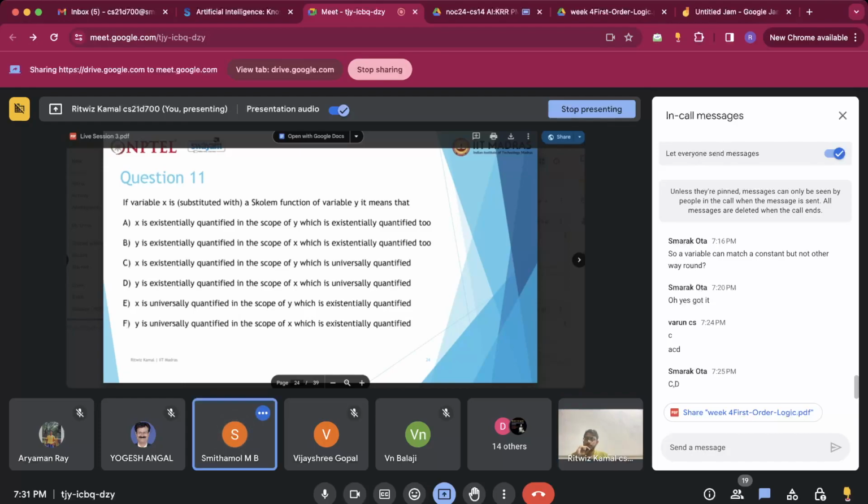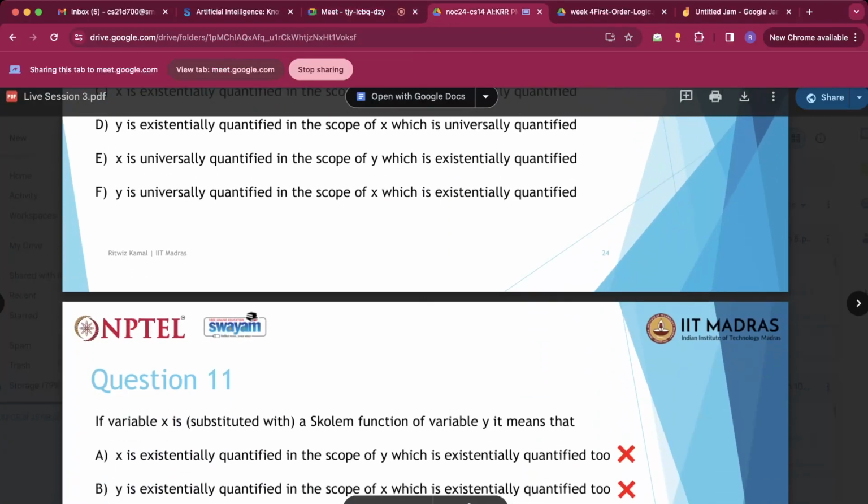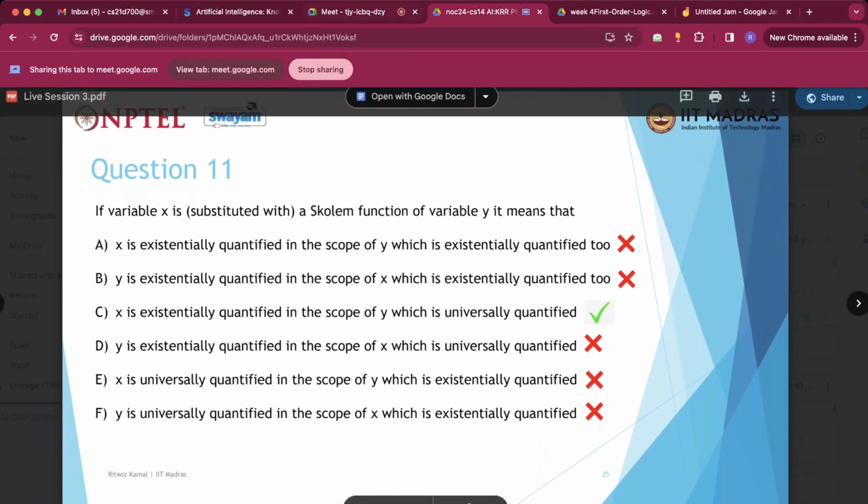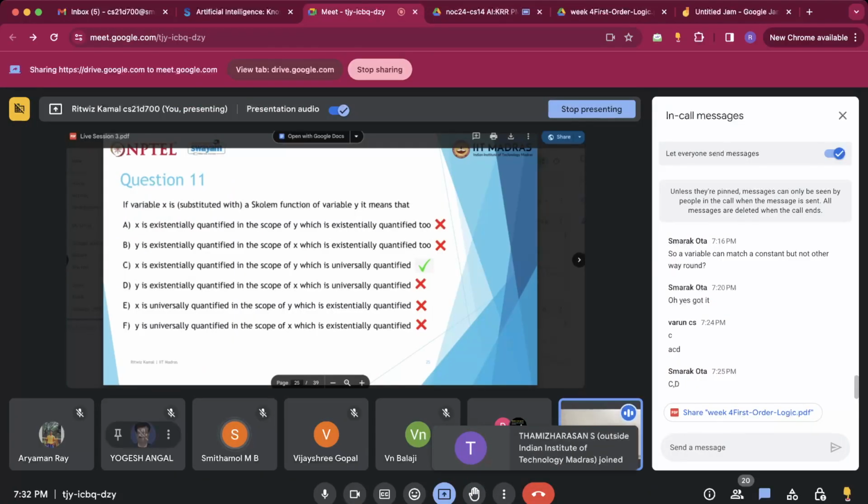Yeah, I'll just go over the hint once more. A Skolem function replaces an existentially quantified variable which is in the scope of a universal quantifier. Option C, that's correct. Option C is correct, and in fact that is the only correct option in this case. This is also a pretty straightforward question, straight from the definition.